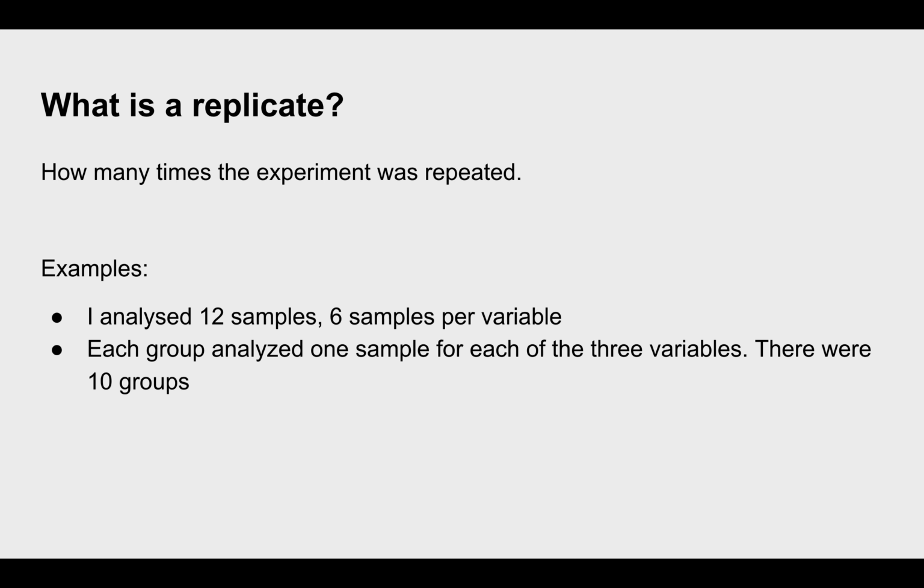One is I analyzed 12 samples, 6 samples per variable, right? My sample size here would actually be 6. I would say n equals 6. Even though I ran 12 samples, in each independent variable, so in each category, there were only 6 samples, right? So essentially, I replicated this experiment 6 times. The next example here, each group analyzed 1 sample for each of 3 variables, and there were 10 groups, right? And so I would say that the sample size is 10 in this case, right?